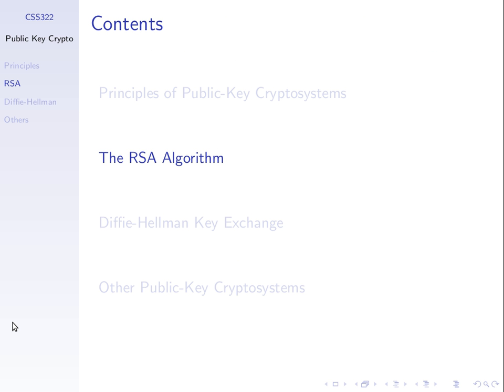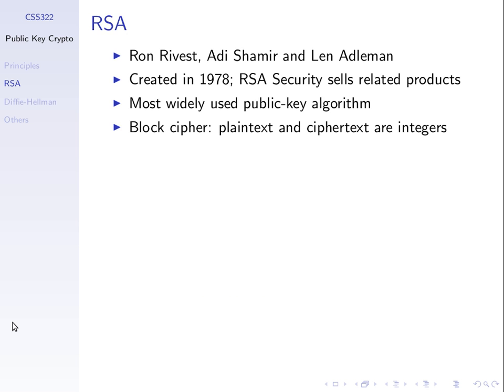RSA is one algorithm for public key cryptography, named after Ron Rivest, Shamir and Adleman, RSA, the same guy who created RC4 and other RCs as well. It's the most widely used public key algorithm. There are others, but this is the most popular one. It's a block cipher that takes plain text as input, but the plain text is an integer. Okay? That is, we encrypt an integer and we get ciphertext out, which is also an integer.